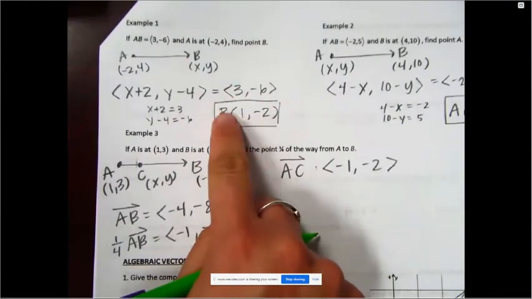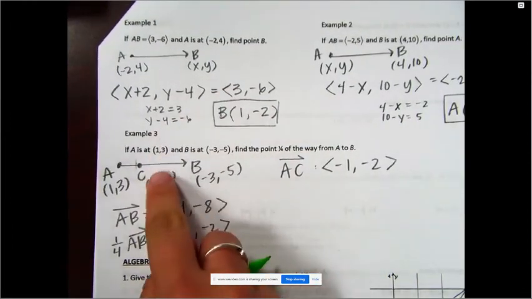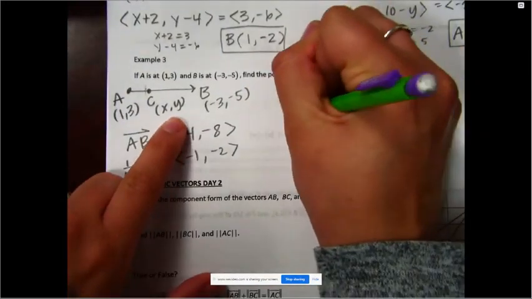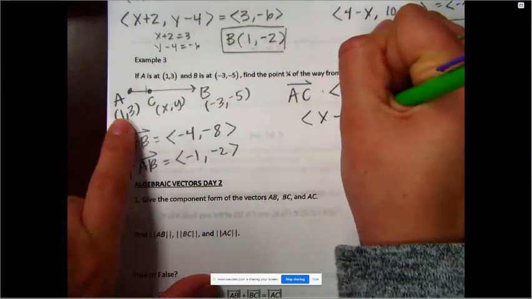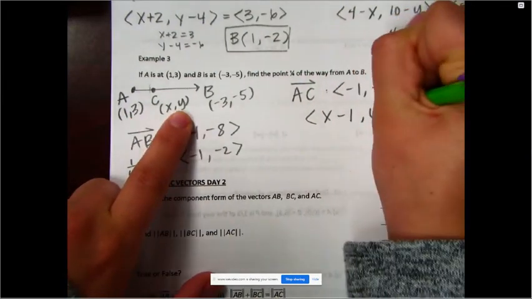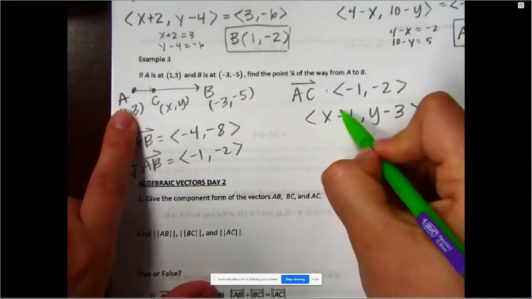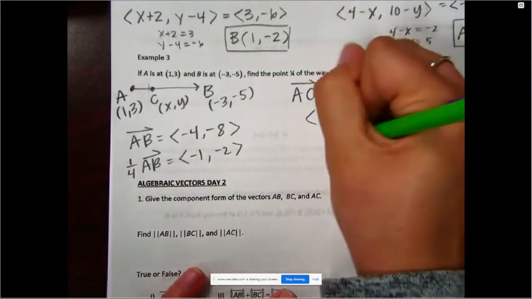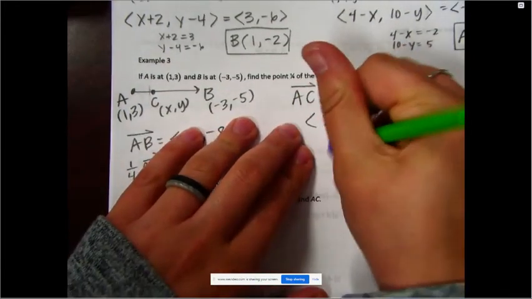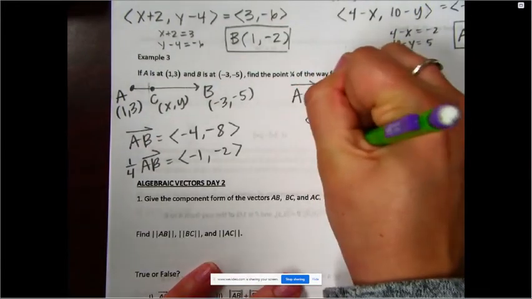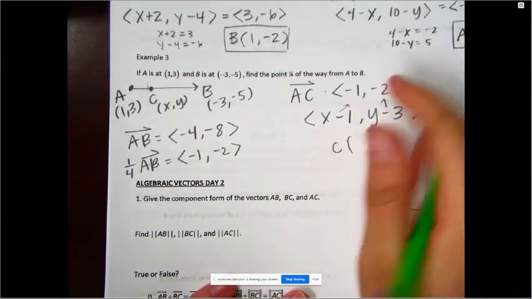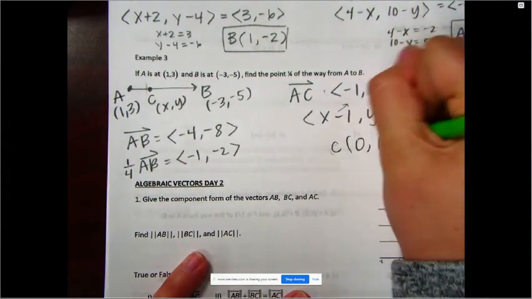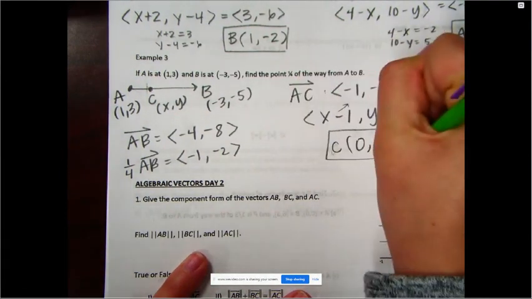So I'm going to go back up here and basically do this process where I don't know the second point, but I know the first one. So I'm going to be doing x minus 1, y minus 3. X minus 1 should give me negative 1. Y minus 3 should give me negative 2. Let me rewrite that ugly C. So who minus 1 is negative 1? 0. What minus 3 is negative 2? Positive 1. And there you have it.